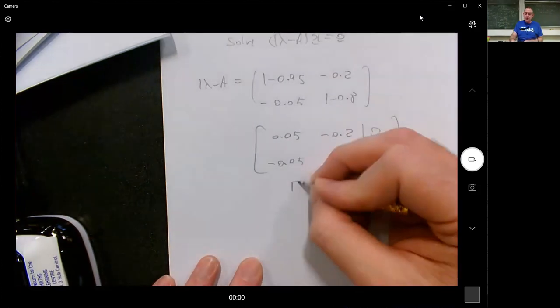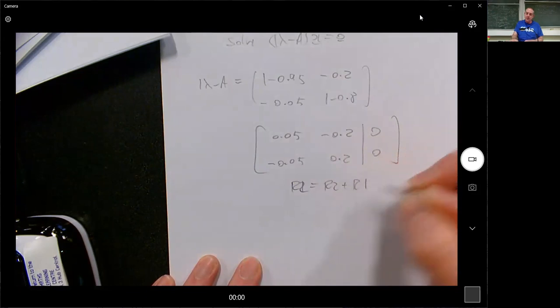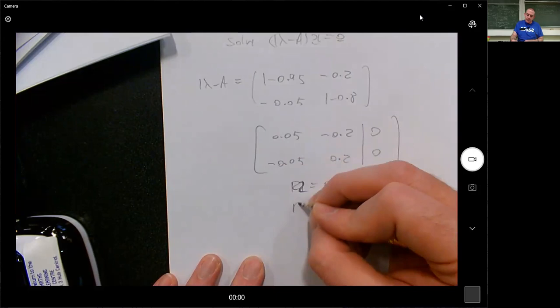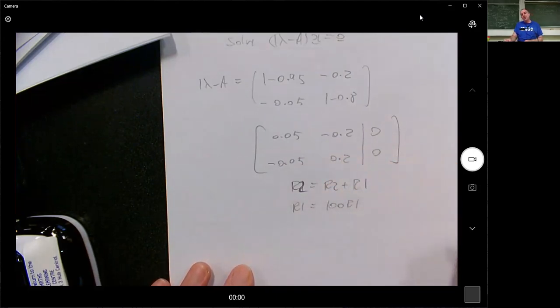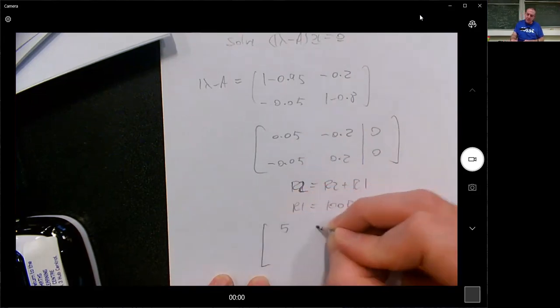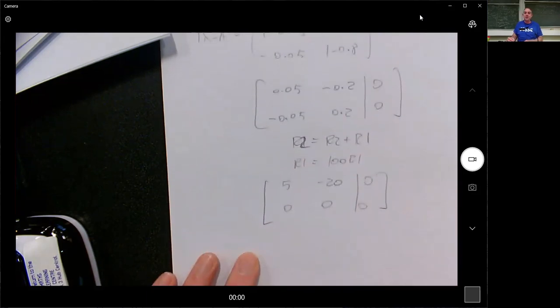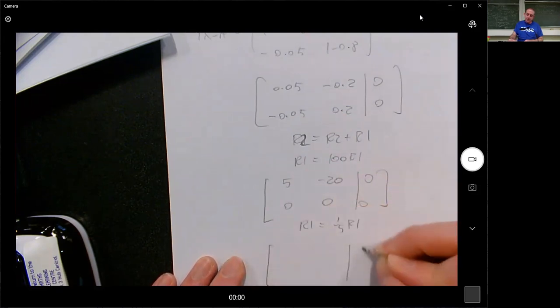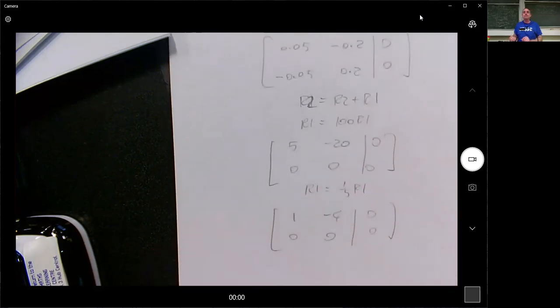So technically, these are the row operations I've done. Row 2 is row 2 plus row 1. That'll make zeros in the bottom row. Row 1 is 100 times row 1. That'll do. And possibly I could divide by 5 as well. No, I don't like it. That's too many at once. I'm going to make a mistake if I do too many things all at once. We're at this stage, and then row 1 is a fifth of row 1. Like that.